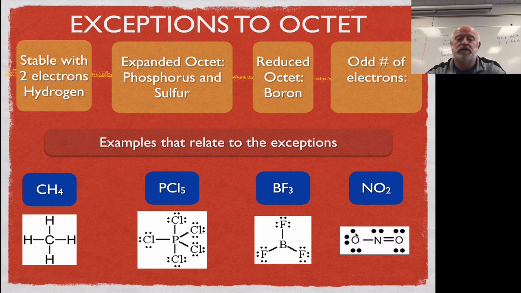If we do get an odd number, something in here is going to end up only having 7, and that's okay. Okay? Everything else should have 8, but one of them is going to end up with 7, making a less stable molecule. All right? So those are 4 different kinds of exceptions to our octet that we need to deal with.